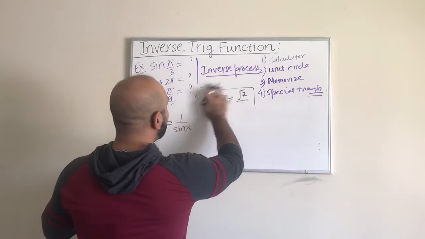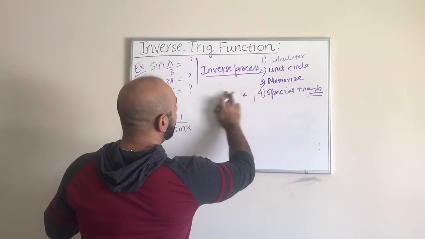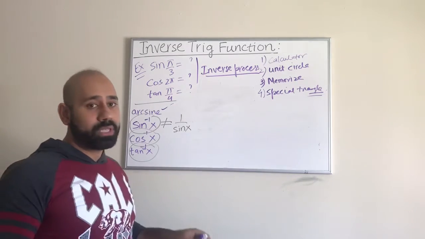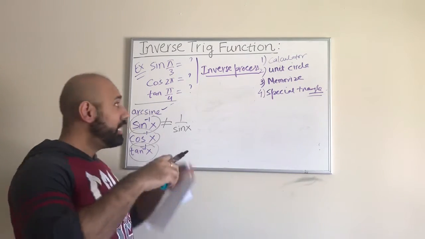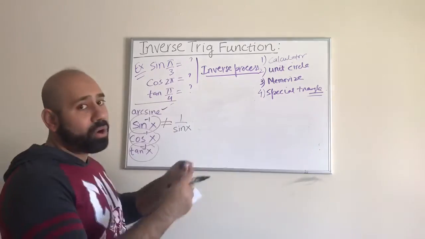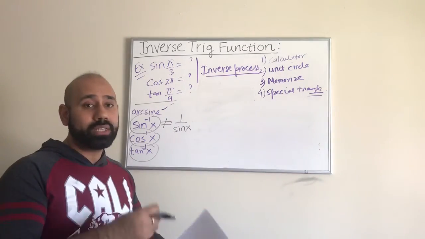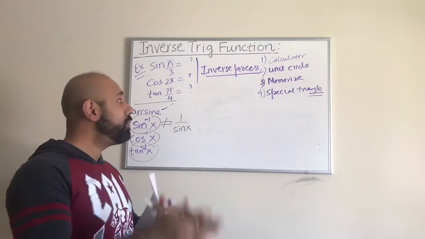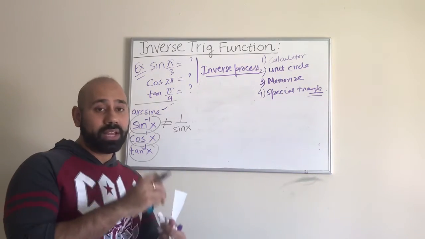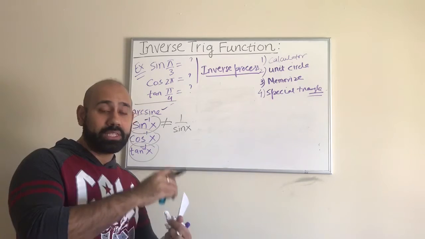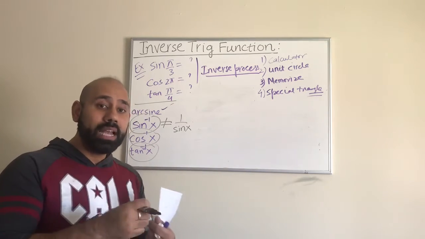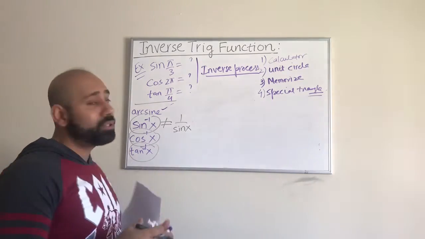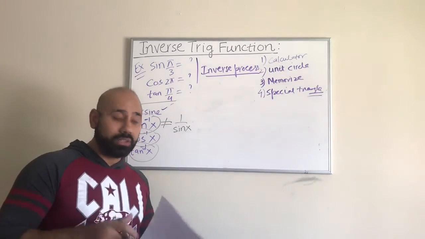But then, the most important thing we have to understand in the inverse trig functions section is this: before, we were trying to find the value of the trig function, whether sine, cosine, or tangent. Now we want to do the inverse. The inverse means we want to find the value of the angle for which the sine or cosine, or any trig function, has a particular value. That's exactly what we are trying to do in the inverse trig function section.